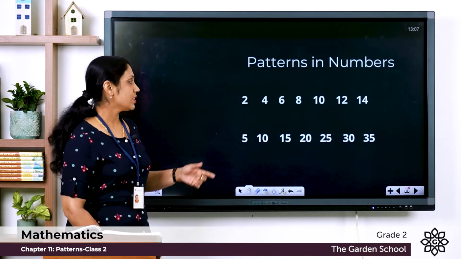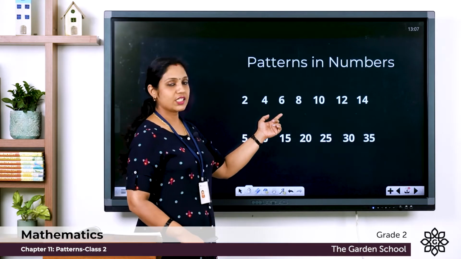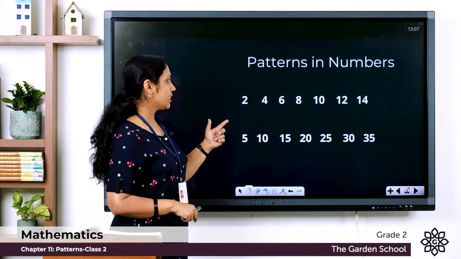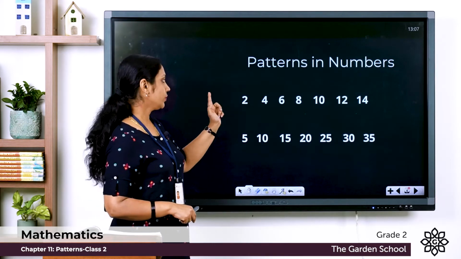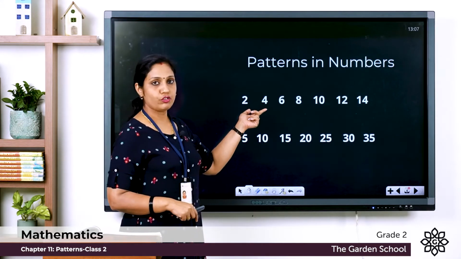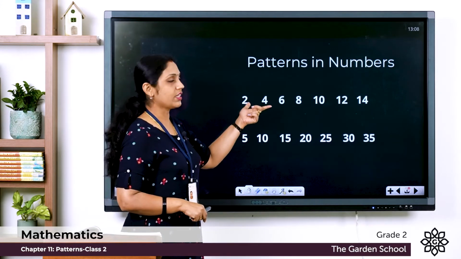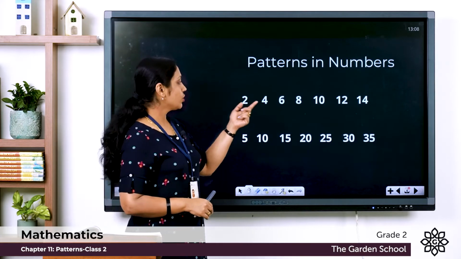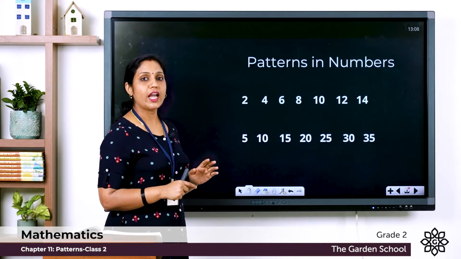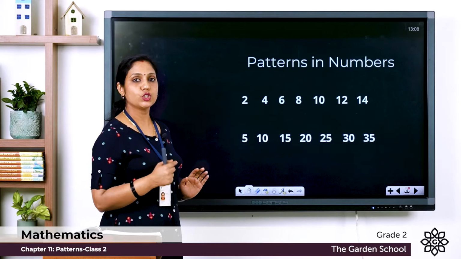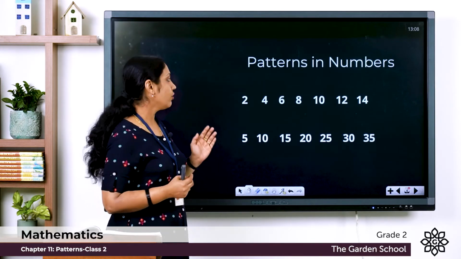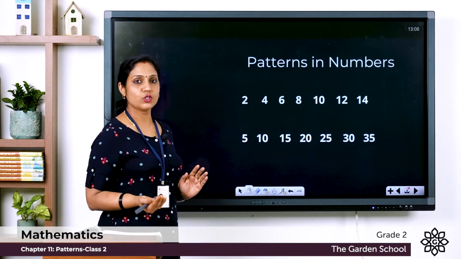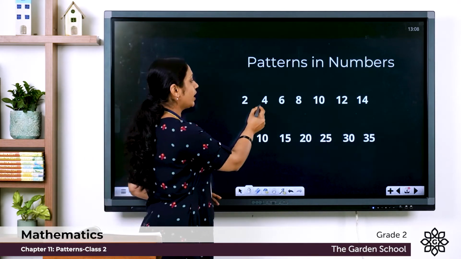Here you can see the numbers 2, 4, 6, 8, 10, 12, 14. First let's see the first two numbers. We have 2 and 4. Let's see how these numbers are increasing. When we add which number, we get the next number? Let's take the number 2. When we add 1 to 2, which number are we getting? 2 plus 1 is equal to 3. We don't get the next number. So what do we have to do? Let's see 2 plus 2. How much is 2 plus 2? 2 plus 2 is 4 and we get the next number.